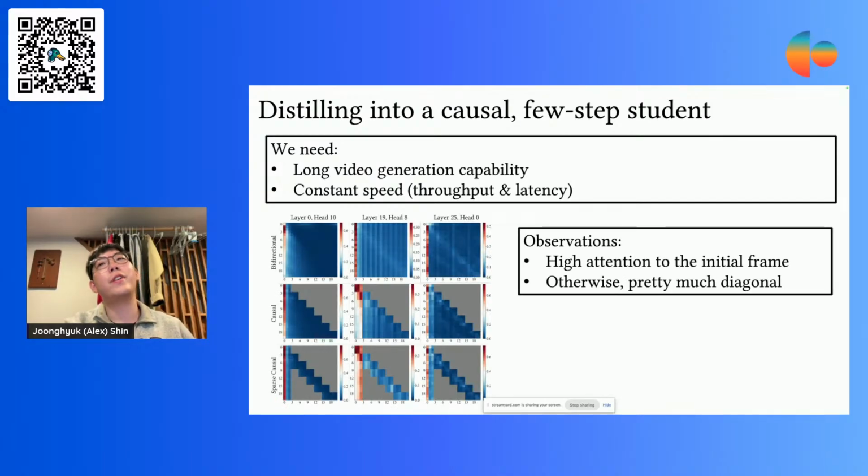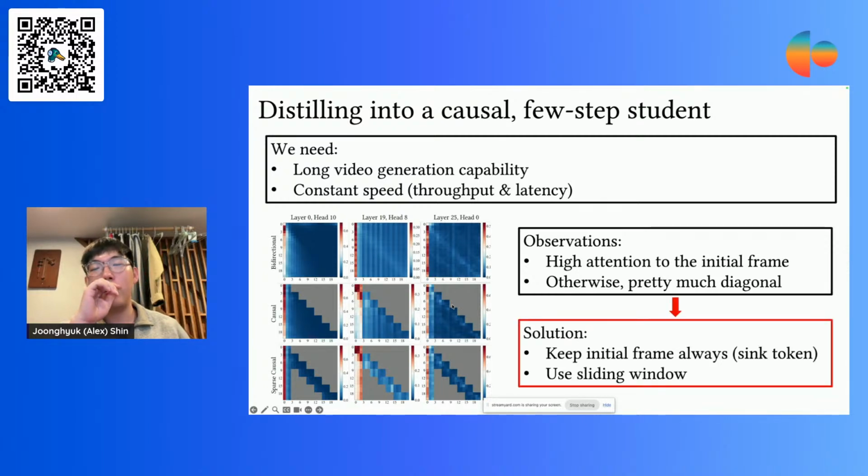So we tried to visualize which frames attend to which previous frames. What we found is weirdly high attention signal to the initial frame here, and otherwise the attention maps are pretty much diagonal. This motivates our solution, which is basically that we always keep the initial frame, and we call it attention sink. It's quite common in LLMs.